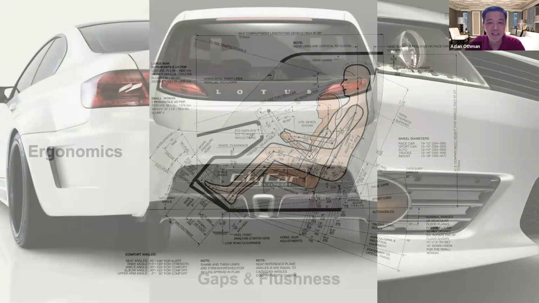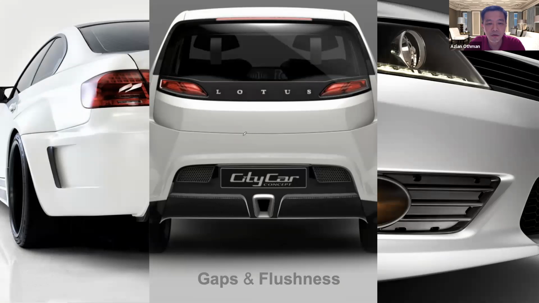Next is gaps and flushness. This is obviously an example of cars that have beautiful gaps here, right? And flushness. Those are all signs of quality. Yeah. So it's not just the surfaces that we talked about just now, right? The surfaces, but also in how they join together. In engineering, that is very important. Fit and finish. Look at the quality of an iPhone, for example. You can feel how solid it is, isn't it? That is related to feel, which is also related to gaps and flushness.